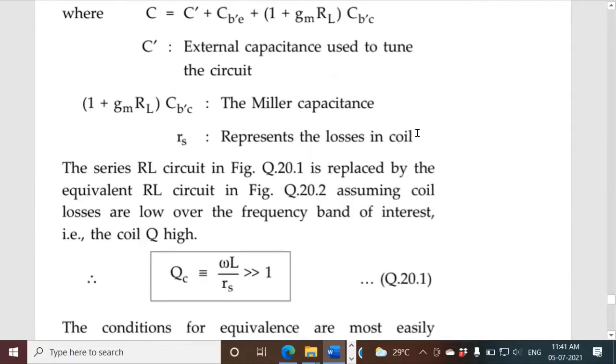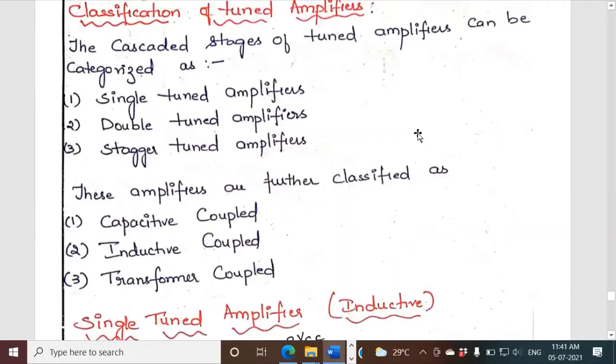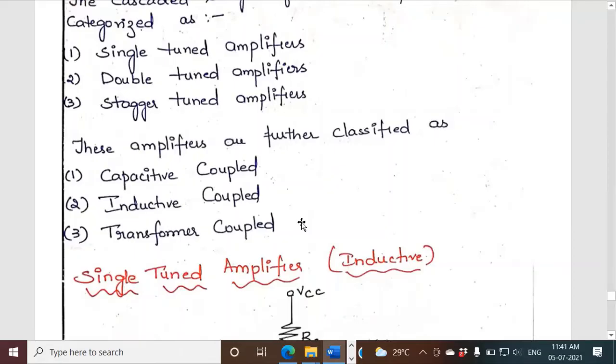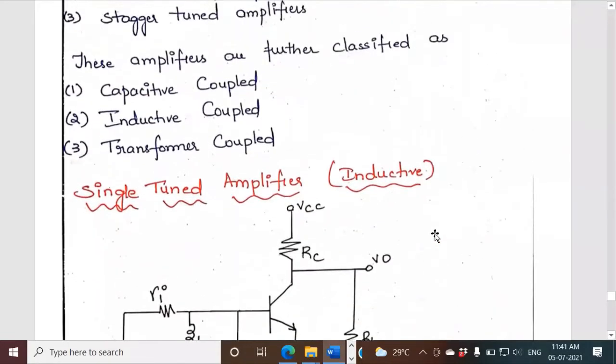And it is not mentioned as single or double, so it can be multiple stages also. When we consider stagger tuned circuits, you can have more than two stages of amplifiers and tuned circuits also. And different types of coupling we have seen: capacitive coupling, inductive coupling, transformer coupling. Earlier we have seen that.